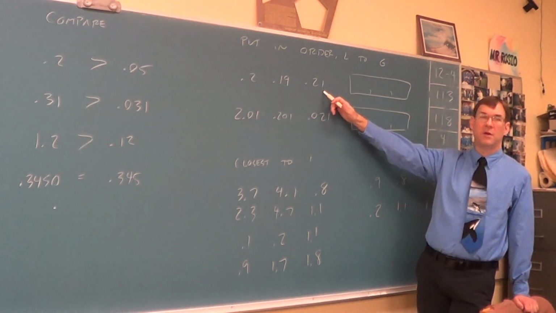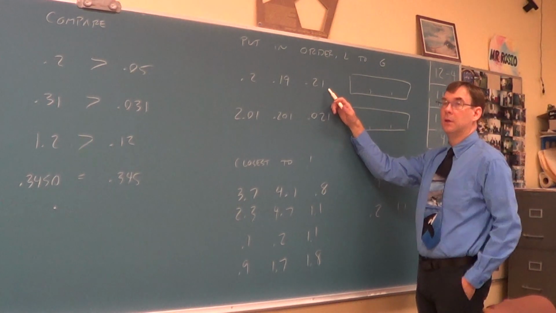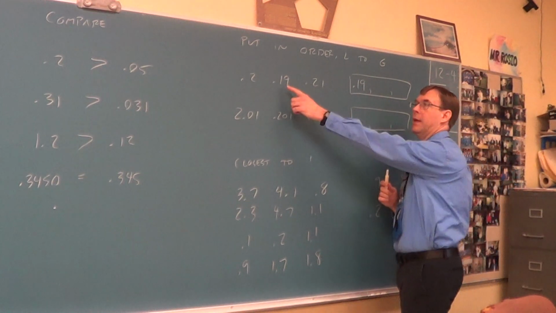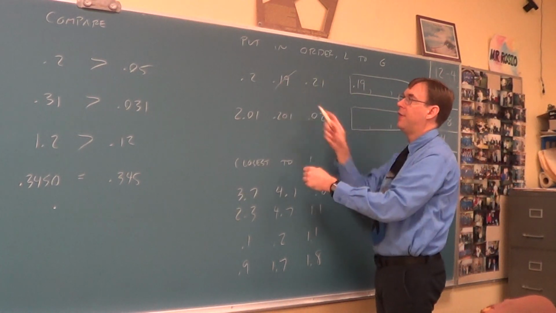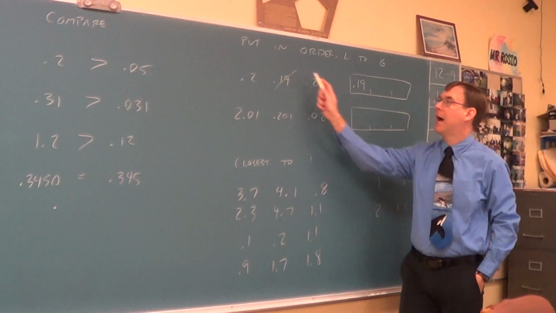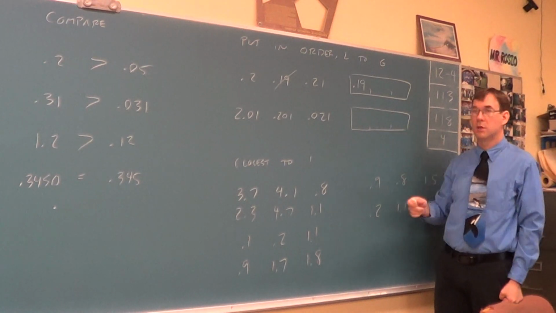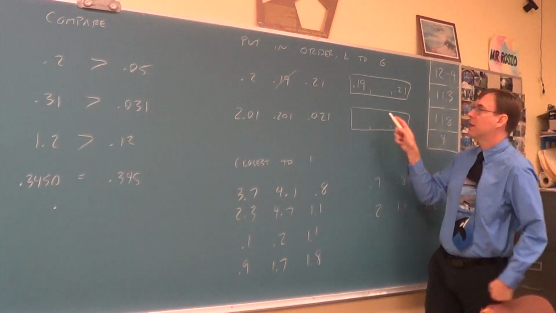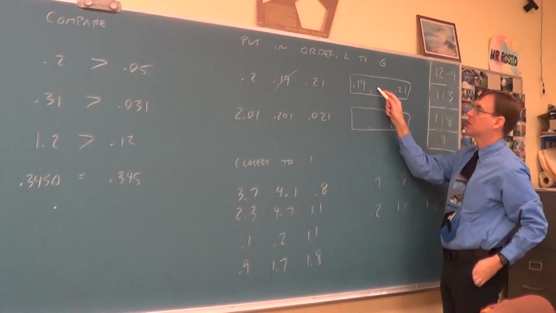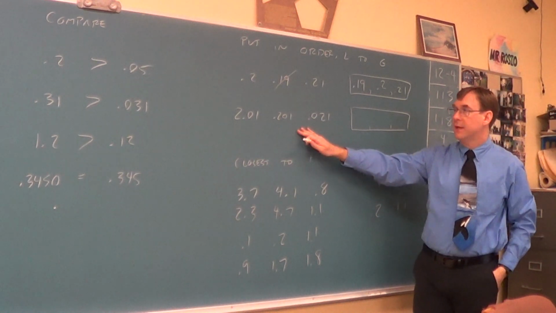So does anybody have an opinion on either who's the littlest or who's the biggest? 19 is the littlest. I would agree, personally, I'd have started with that one. Since this starts with a 1, that's the littlest one. Put that first. Then out of these two, who's the bigger of those two? The 21. The 21 is bigger because they both start with 2's, but that has some extra stuff. So then the middle number is the 2.